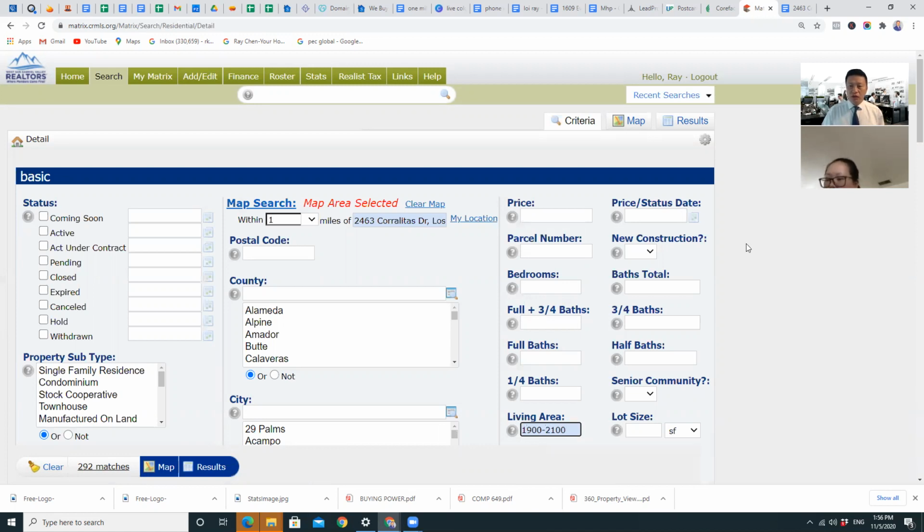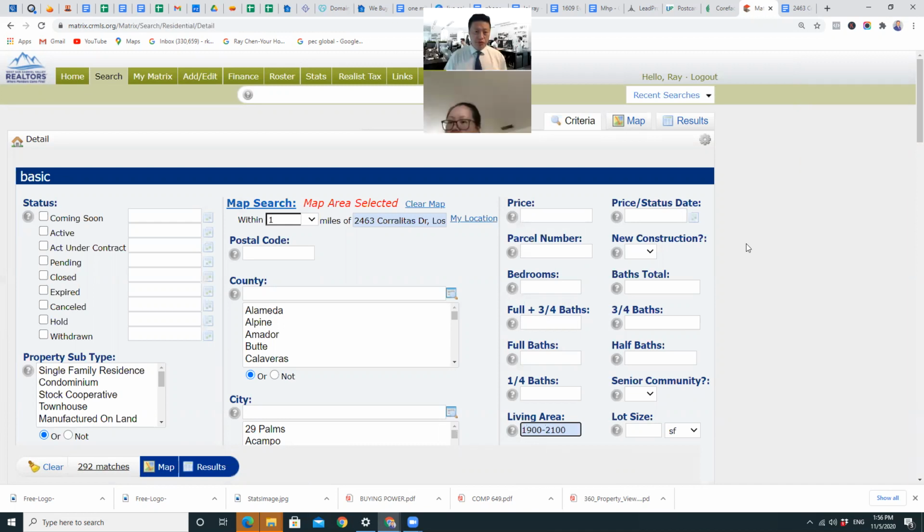So you don't want to put 1,500 square foot or 1,800. No, that's going to be smaller, and that's going to make the price per square foot expensive, because the higher the square footage, the cheaper the price per square foot is going to be. Then you click coming soon, active, just click everything except expired, and since it's a single family, we just pick single family. I copy and paste the address in here, then the 1 mile radius, then the square foot range, usually 200 square foot, and you can see there's only 12.